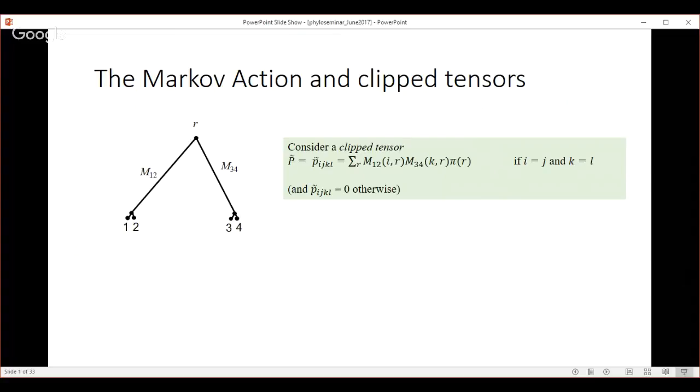The next symmetry that we want our black box to respect is perhaps one that people don't think of quite as often, and it relies on this idea of what we're going to call the Markov action and clipped tensors. So I'll start off just by saying what a clipped tensor is.